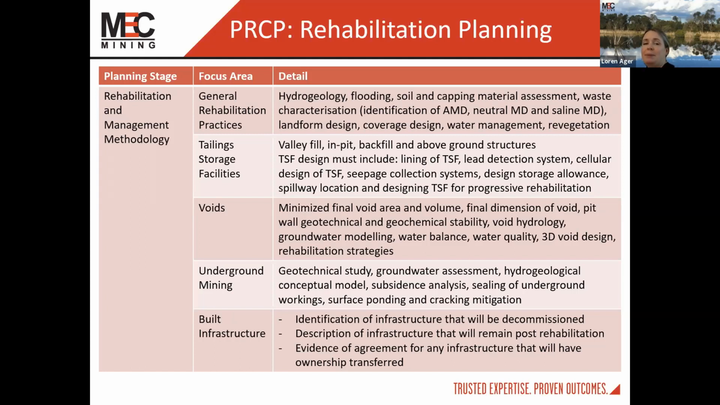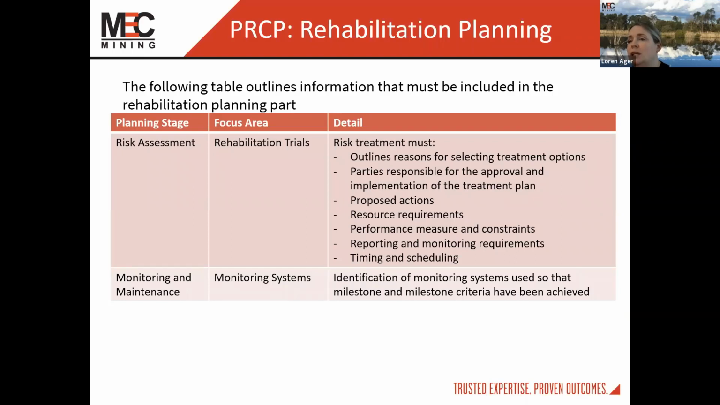So part of the built infrastructure, I guess we're talking about things like your workshops and areas where spillage or accumulation of hazardous substances occur. So that contamination of soil, the management of residual contamination, and the potential rehabilitation all need to be included in the plan. In addition to this information, we also require a risk assessment and also monitoring and maintenance of the area.